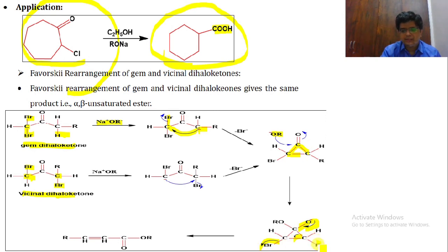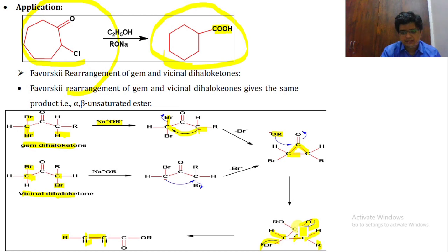Look at over here. This is R group. This is our R group. This is our CH group. This is our CH group. Now this is again CH group. So this is our CH group. So by the removal of the Br, you can produce a double bond over here. So this is our double bond.